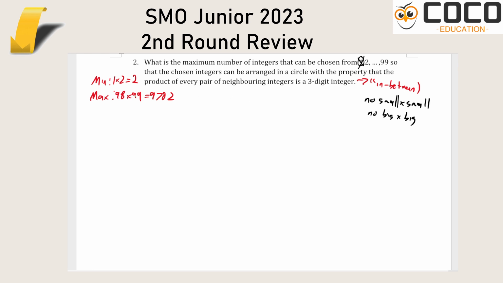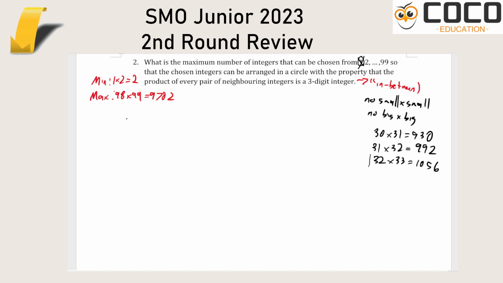I ask myself, what would be the limit whereupon big times big will exceed 1,000? Do a bit of calculation. 30 times 31 is 930, is our starting point. 31 times 32 just fits in, and 32 times 33 exceeds it by quite a bit. So once you go past 32, I can call that big, because anything that is more than 32 times another number that is at least 32 is going to exceed my limit.